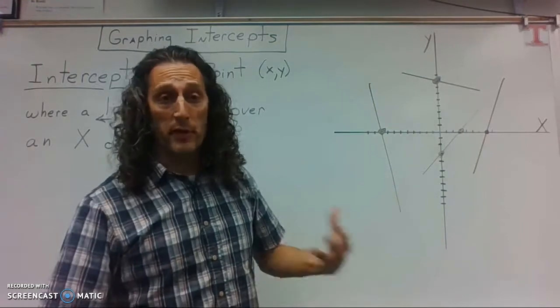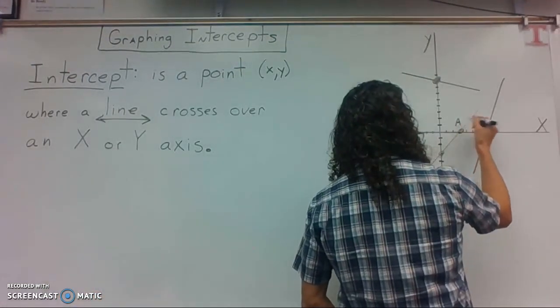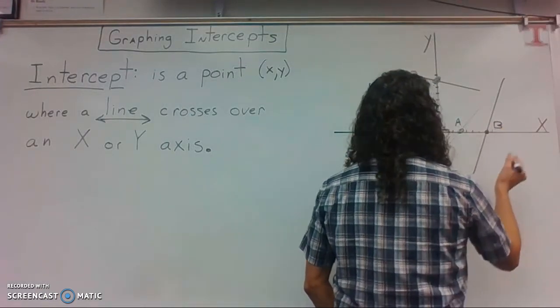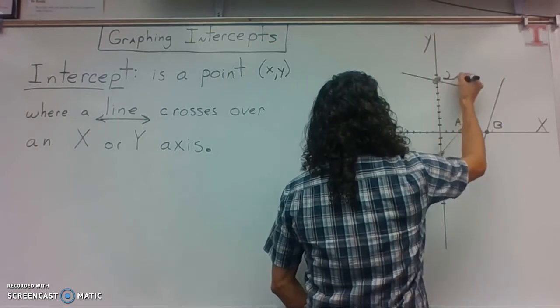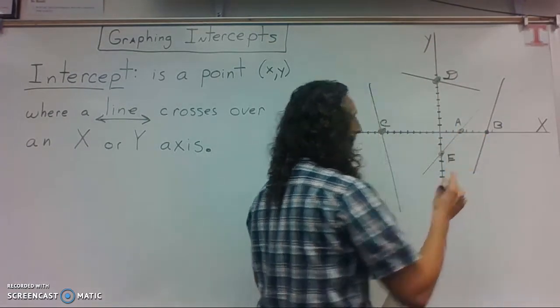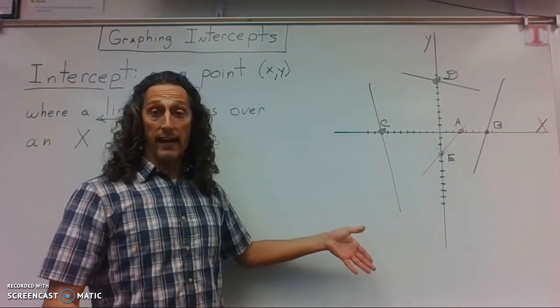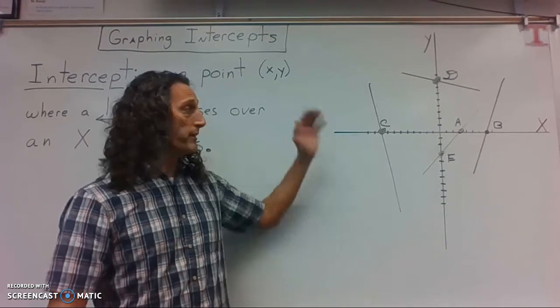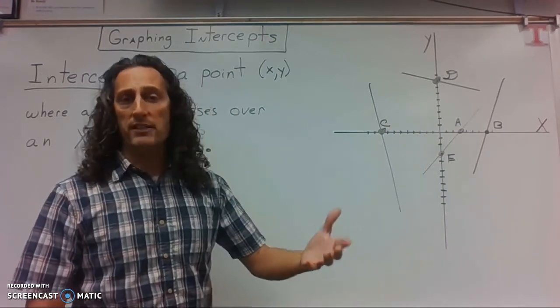What I'm going to do is place some letter values next to these. We'll call this A, B, we'll call this one C, we'll call this one D, and we'll call this last one E. Go ahead and hit pause right now. All right, so you've labeled the A, B, C, D, and E, and I'm going to hit pause again.